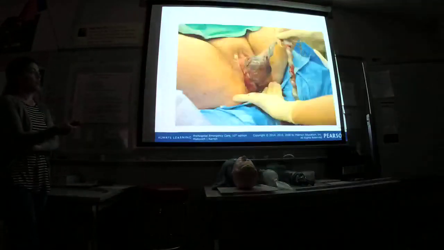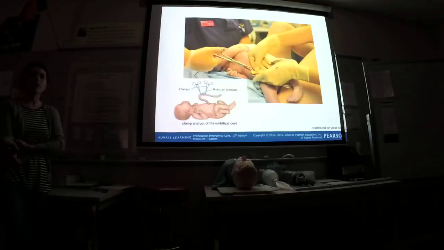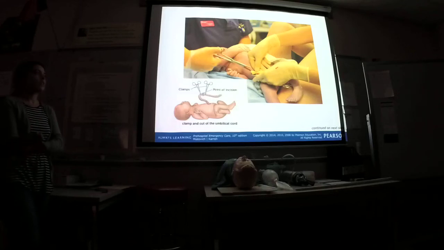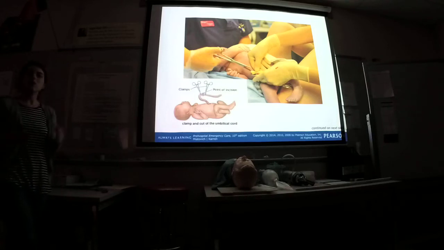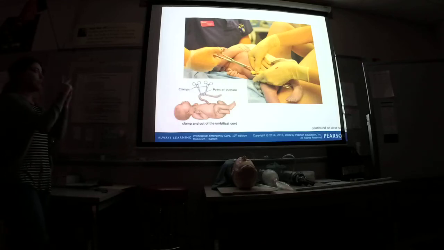So after you clamp, another thing with clamping is to make sure that the baby is at level or below the mother. Why do you think that's important? Blood flow? Yeah, because you don't want the exchange to work against gravity, so we'd want to either set it at level with the mother or below.